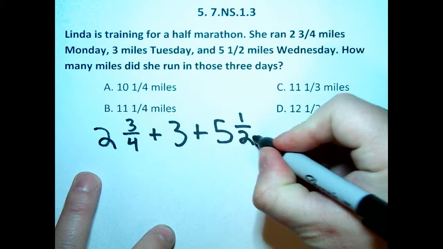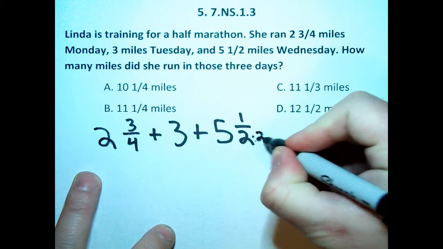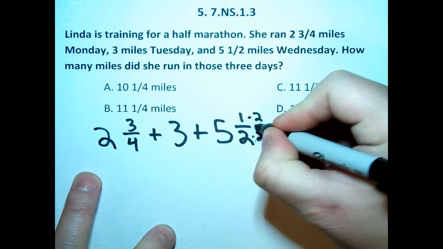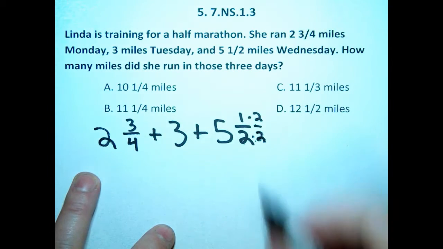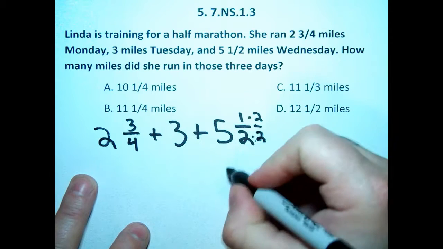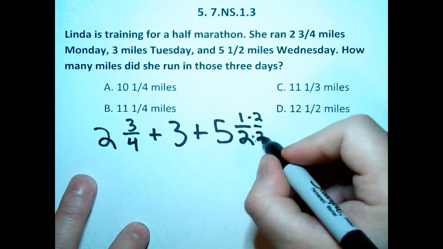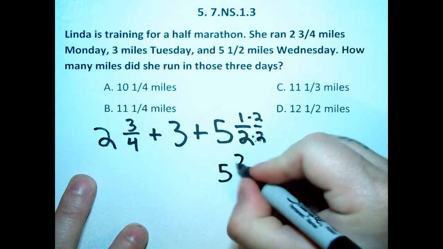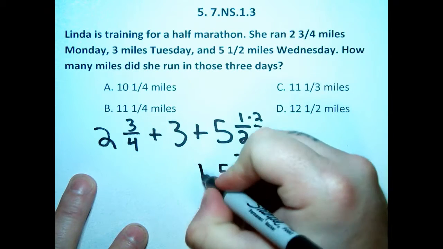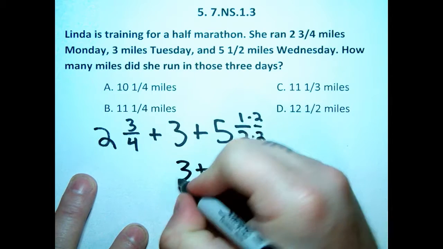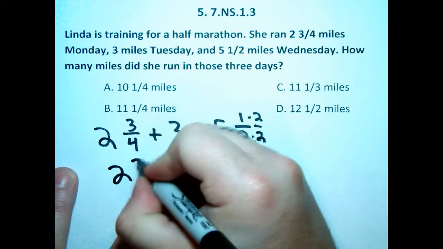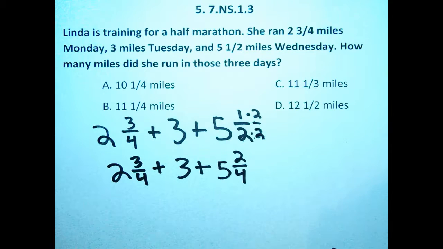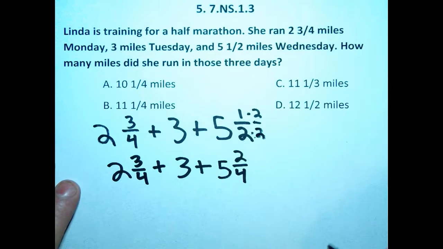So I know that 2 times 2 is 4, but whatever I do to the bottom, I must do to the top because that just makes 1. And I can times anything by 1 and it stays itself. So I know that 1/2 will become 2/4. So I can rewrite this 5 as 5 2/4. I must bring down everything else so I do not lose it in the problem. So now I've changed it to 2 3/4 plus 3 plus 5 2/4.